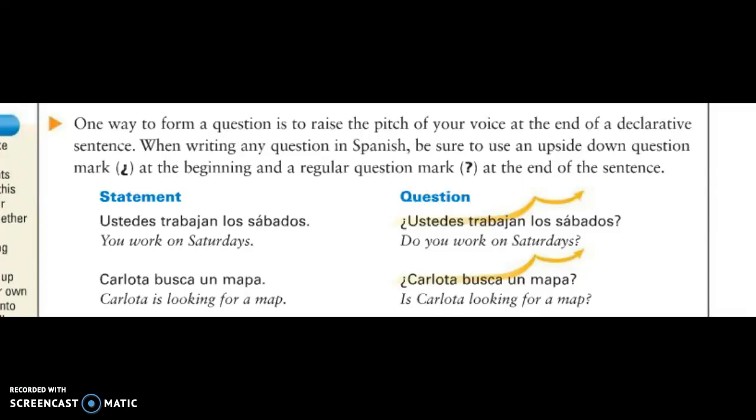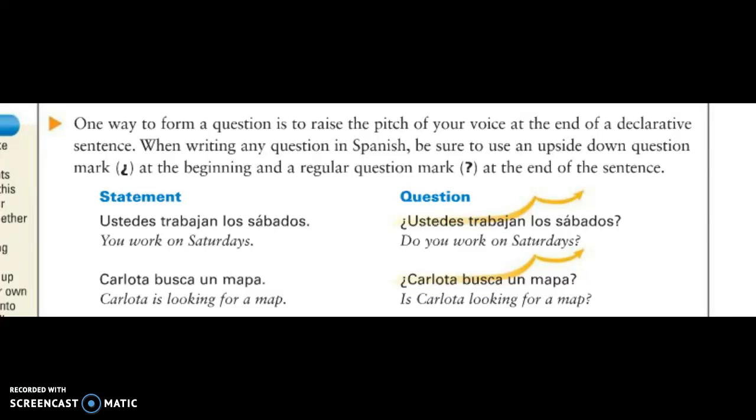As we said before, one way of forming a question is to raise the pitch of your voice at the end of a declarative sentence. So a declarative sentence essentially is just a statement like you would say in Spanish or in English. But when writing the question out, you would put the upside down question mark at the start of the sentence and then a regular question mark at the end. So if you were to say, for instance, you work on Saturdays.